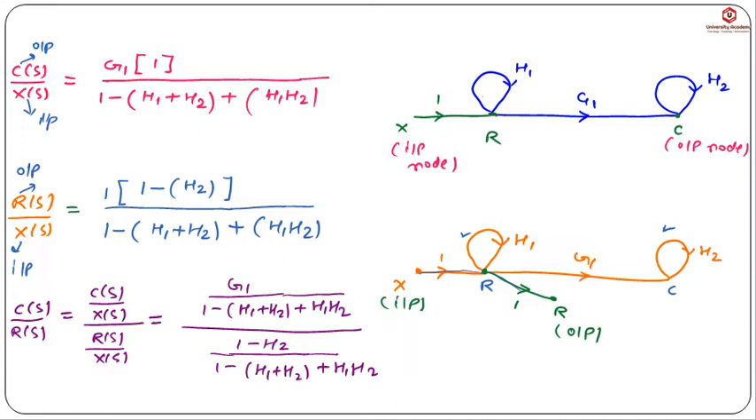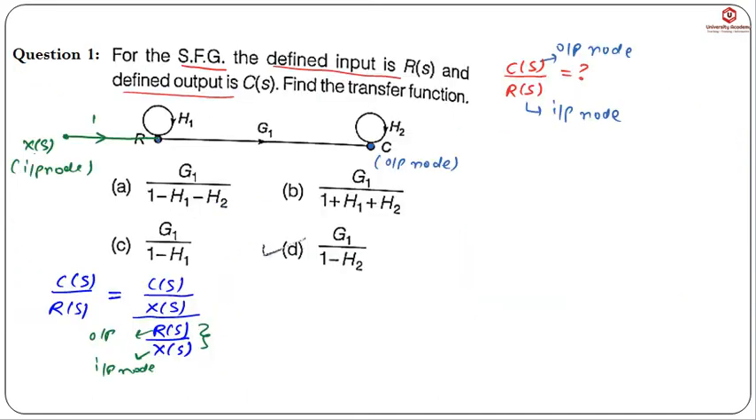So this will get cancelled out, and we are getting c by r as g1 upon 1 minus h2. So this is g1 divided by 1 minus h2. This is the transfer function for the given signal flow graph, g1 by 1 minus h2. That is, option D is correct. Okay, now let us see the next question.